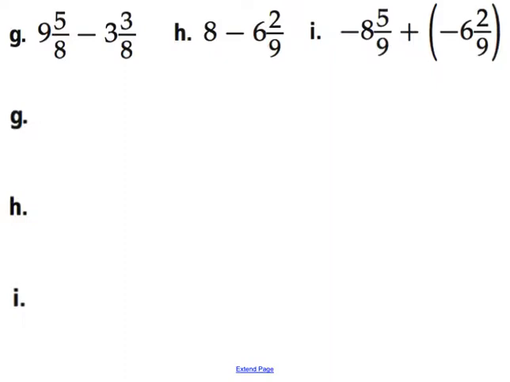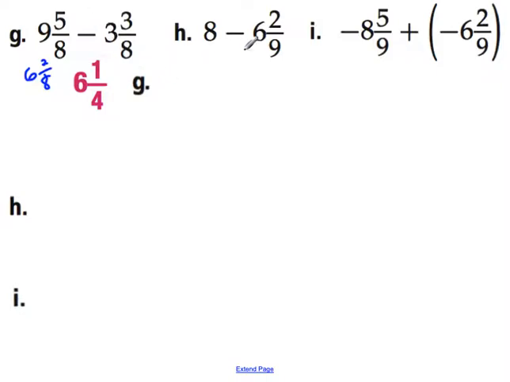So on letter G, we have 9 minus 3, which gives us 6. 5/8 minus 3/8 gives us 2/8, but that can be reduced. So we would write that in simplest form as 6 1/4.